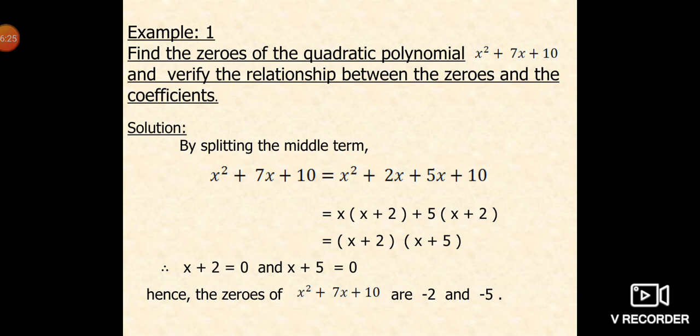Therefore two values we will get. One is x plus 2 equal to 0, that is x equal to minus 2. Second is x plus 5 equal to 0, x equal to minus 5. So the two zeros are minus 2 and minus 5. First part of the question is over. In the second part we have to verify.